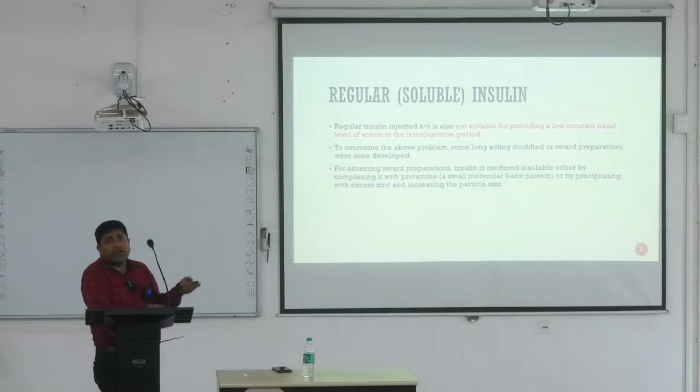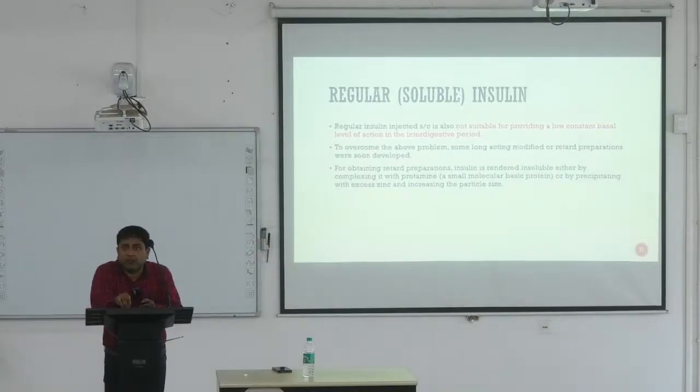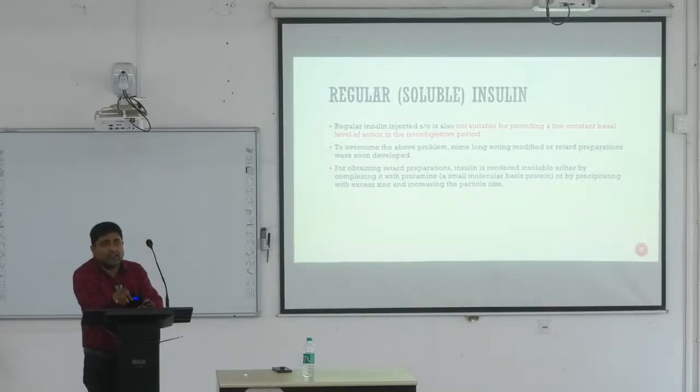Since regular insulin cannot control fasting hyperglycemia, modifications were taken up so that the preparation can be long acting. For that, two types of methods were used, either increasing the zinc concentration so that insulin will get precipitated and a smaller amount of insulin is released slowly so that it can be long acting. Number two, protamine was complexed with the insulin molecule so that the insulin is released into the circulation slowly. These were two mechanisms by which the insulin solution was made long acting.